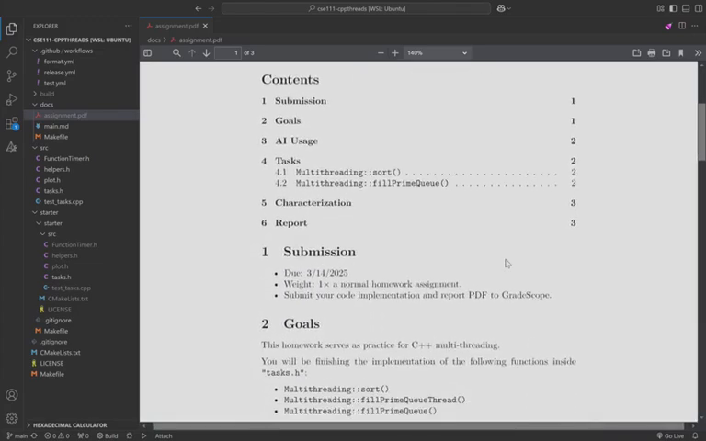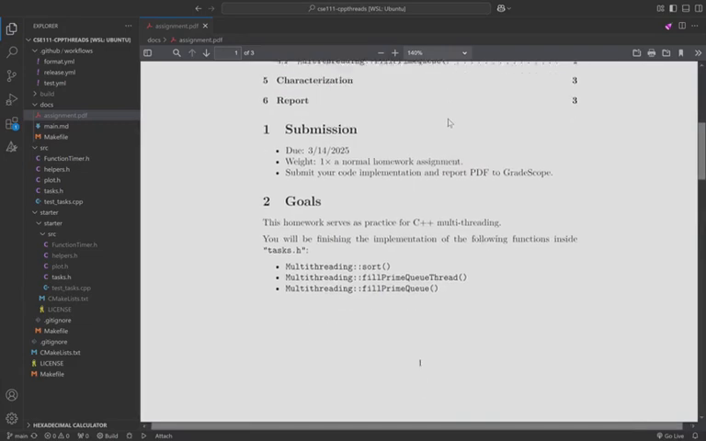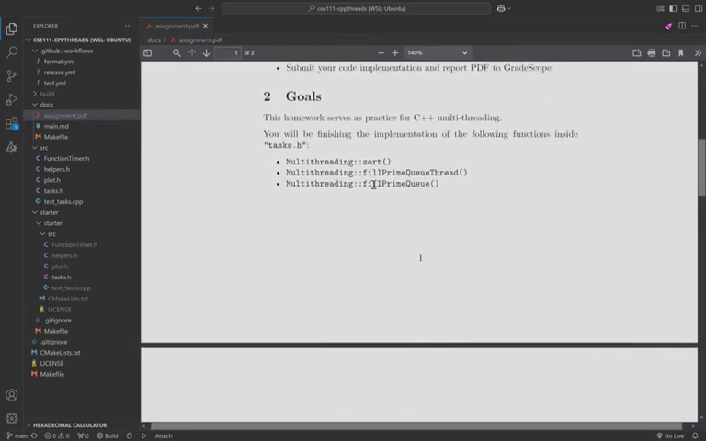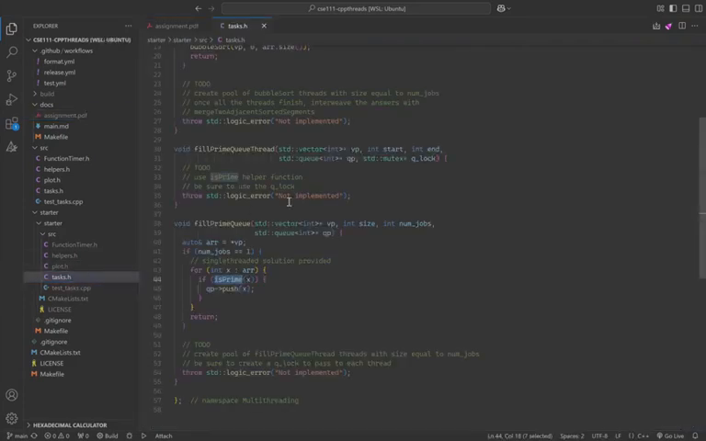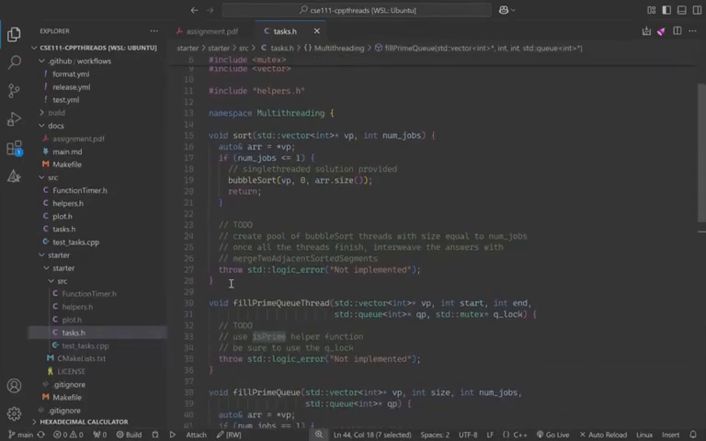So the goal of this assignment is to implement 2 different algorithms. One of them is sorting. The other one is fill prime queue. You're given 2 different single-threaded implementations, which I can pull up right here. This is the file that you are provided with the different algorithms. Here is the sort function, and you can see that you are given this single-threaded implementation, where this bubble sort helper function is called and it sorts the array.